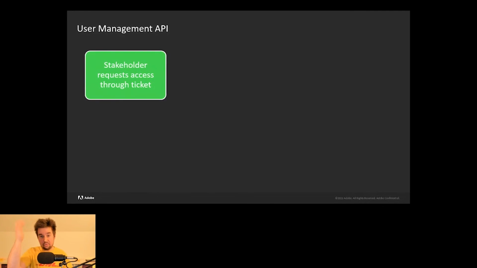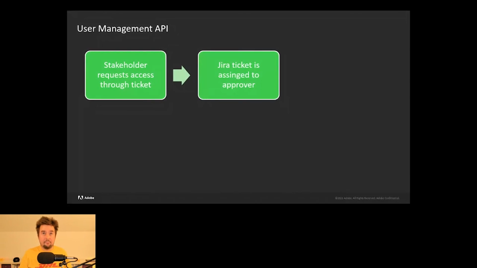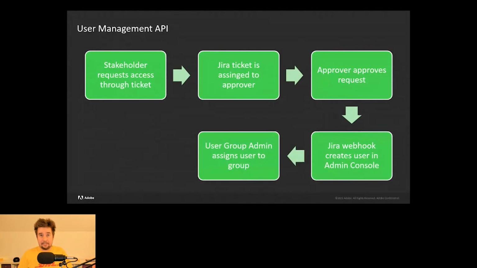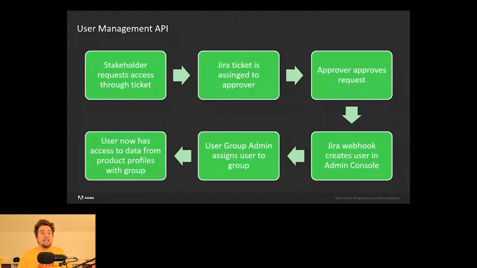You can actually create a workflow where your stakeholder just needs to request a ticket through, for example, Jira. You then get that Jira ticket approved, and a webhook integration with Jira then creates that user in the admin console, and the user group admin, if you have one in the admin console, can then assign that person to the actual user group that gives them access to data. And that user then has access to the data fully managed by that user group admin.